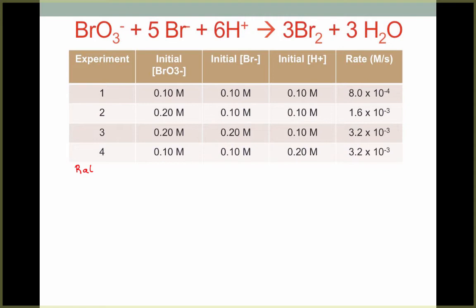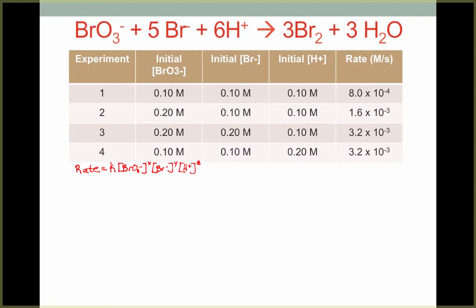First, we're going to write the general form of our rate law, which is going to be rate is equal to K times the concentration of the first reactant, BrO3-, raised to some power, X, which we'll determine in a minute, times the concentration of Br-, raised to some power, Y, which we'll also determine in a minute, times the concentration of H+, raised to some power, Z, which we'll also determine in a minute.